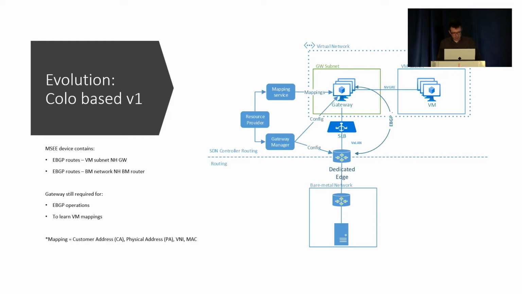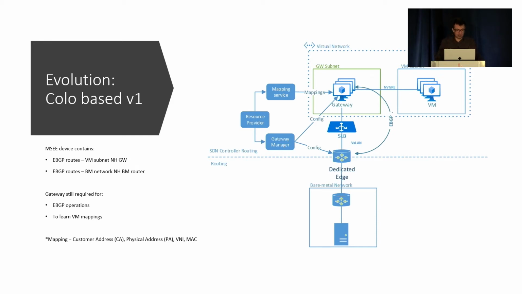We also have several services: the resource provider, which pushes virtual network policies to the mapping service, and the gateway manager, which in turn configures the gateway and the dedicated edge that exchange routes with each other through eBGP. The biggest bottleneck to this model is the gateway, which runs on a VM, whose throughput is nowhere near 200 gigabits per second, which was required at that point in time by some bare metal workloads.